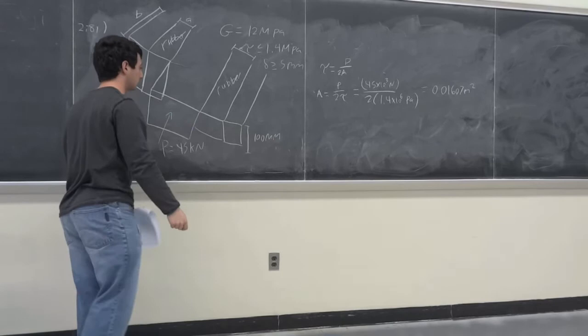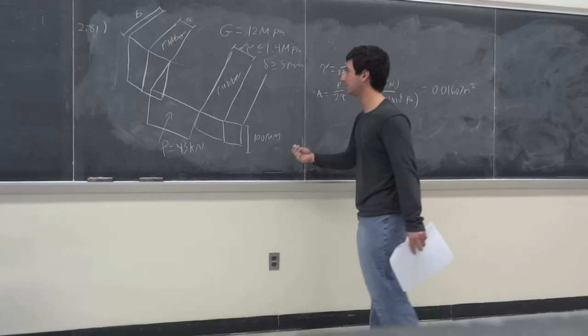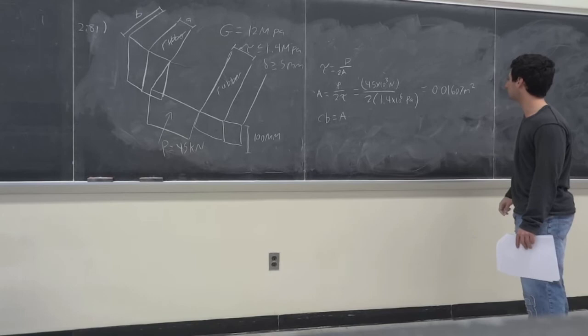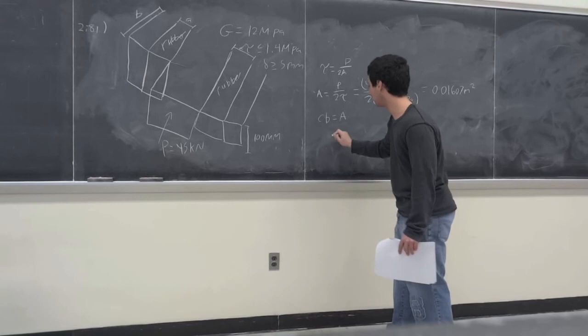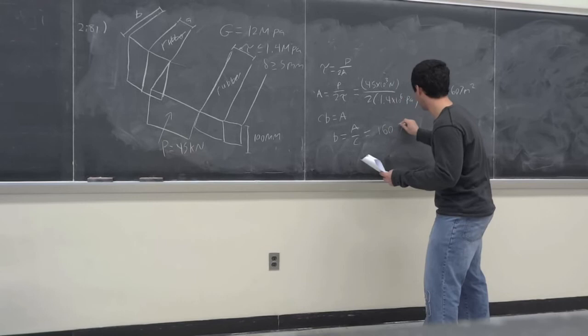So what is the area? It's acting on this area, right? You guys see it? So what is that area? It's C times B, so that's equal to A. And we found A to be 0.01607 meters squared. We know C is 100 millimeters, they give you that, so we can solve for B. B is A over C. When you plug in the values, you get 160.7 millimeters. So this is the answer for B.